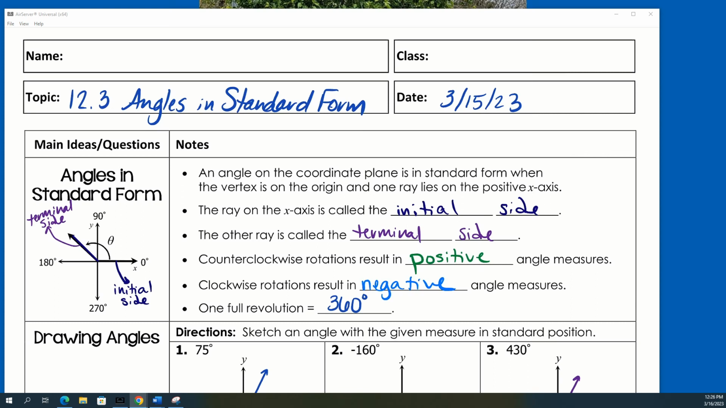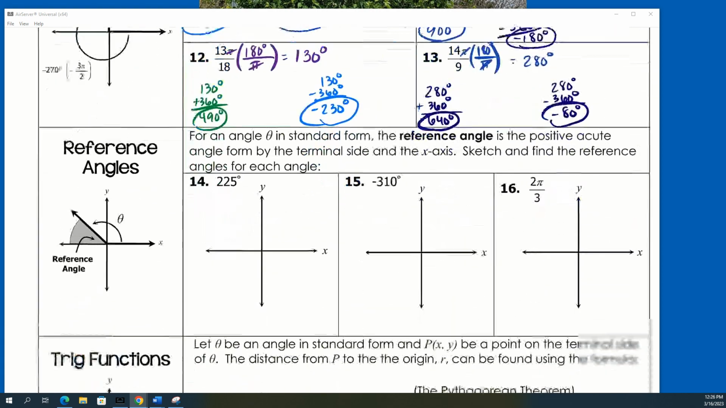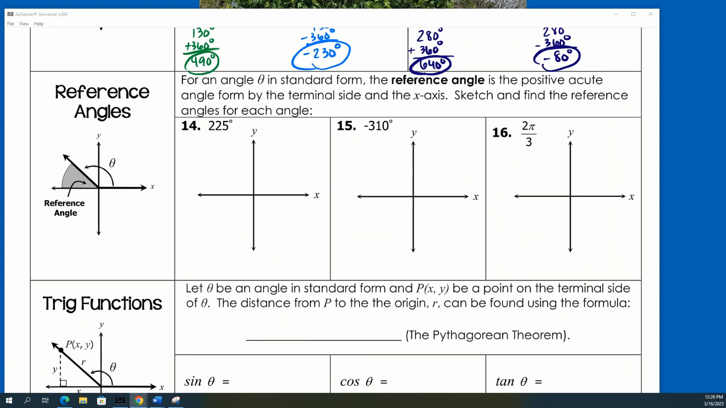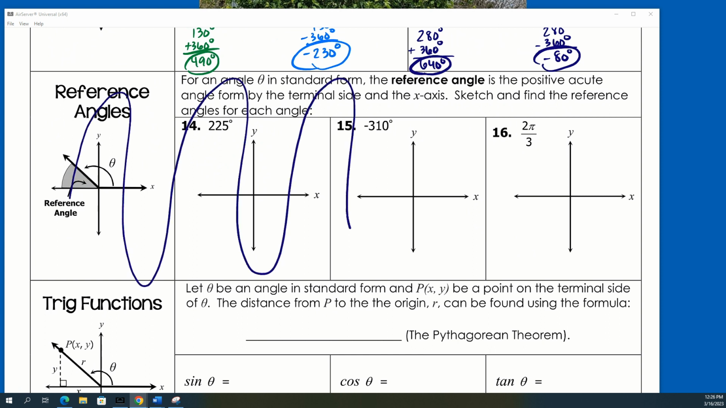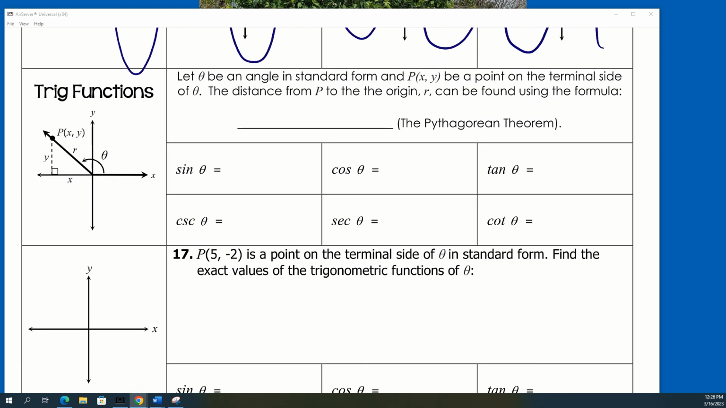All right, so we're going to keep going on this sheet. We started yesterday. So we are not going to do the section that's reference angles. I feel like I told you that yesterday, but I'm not sure. There's nothing wrong with doing reference angles. I just think for what we're going to do, it's just not that important. But we are going to do this bottom section that says trig functions.